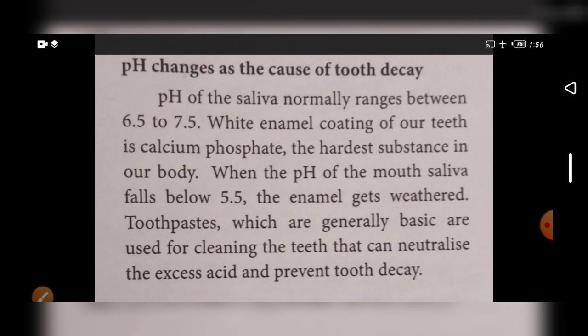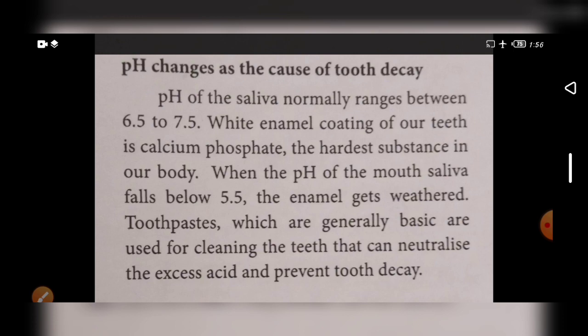When the pH of the saliva falls below 5.5, the enamel gets weathered, that is corroded. So we generally use toothpaste, which is basic. We do not use acidic toothpaste for cleaning the teeth, because a basic one can neutralize the excess acid and prevent tooth decay. Okay, next, soil.